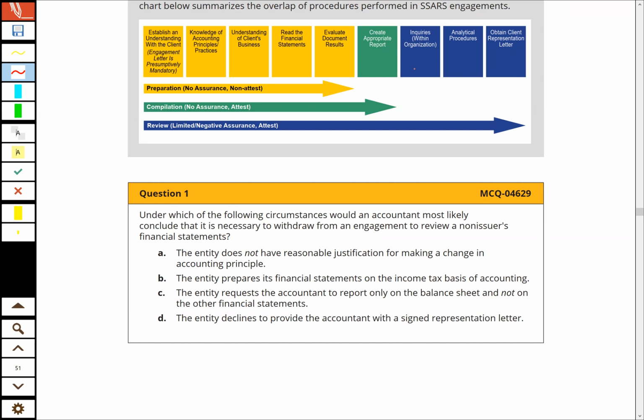You would disclaim, would you not? You disclaim an opinion anyway. And you never issue a disclaimer for a departure from GAAP. Disclaimers come when you aren't able to complete a procedure. This is just, A is describing a departure from GAAP. What do you do if there's a departure from GAAP in a review?